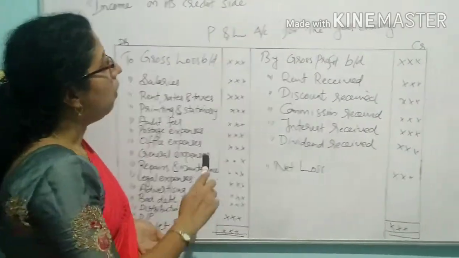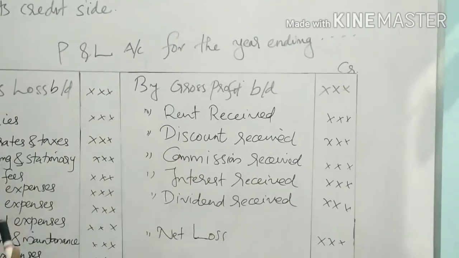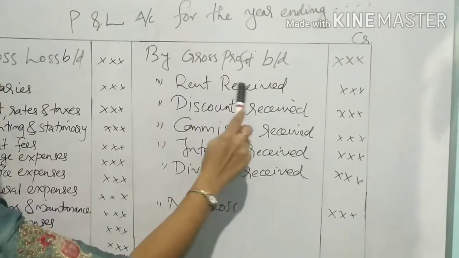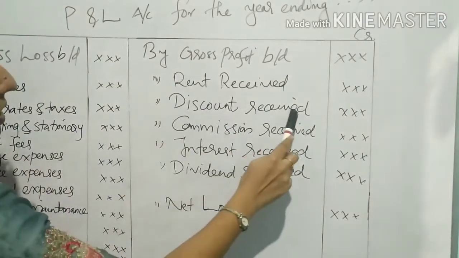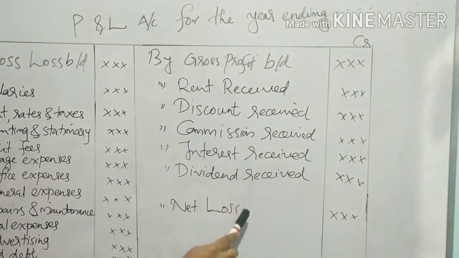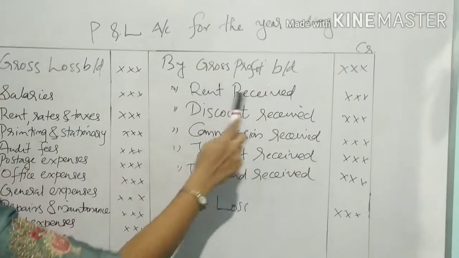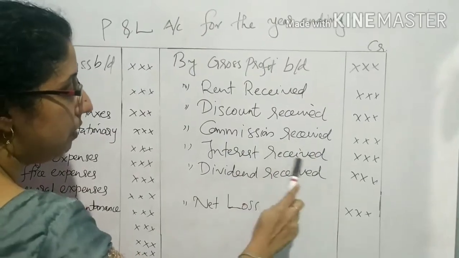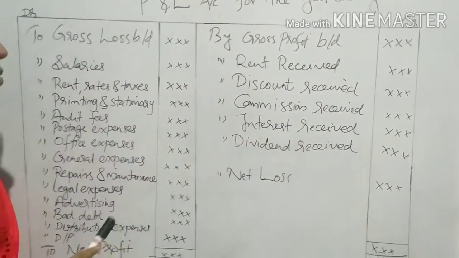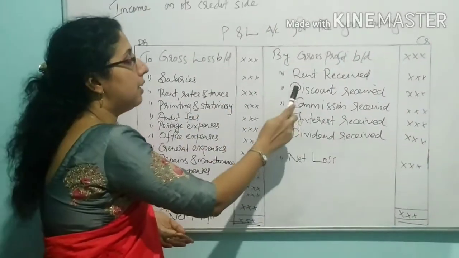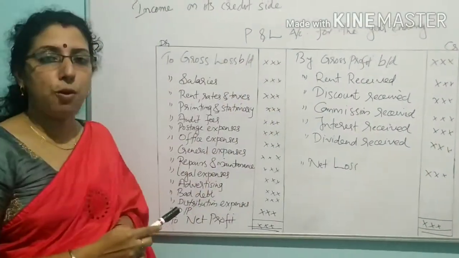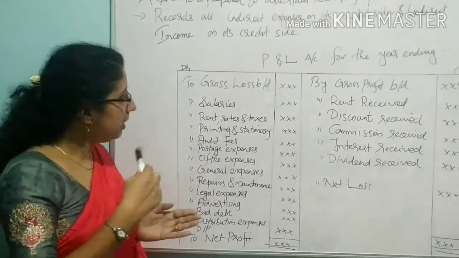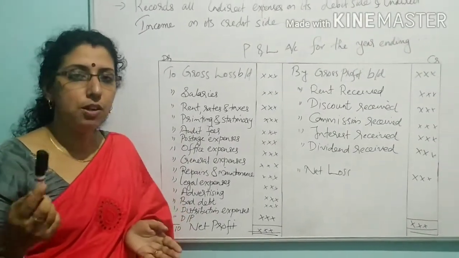Okay. Then on the credit side of a profit and loss account, what are the items? See, by rent received, by discount received. See, these are our income. Rent received, discount received, commission received, interest received, dividend received, etc. So, those indirect incomes are recorded on the credit side of profit and loss account. So profit and loss account is an account which gives us either net profit or net loss.